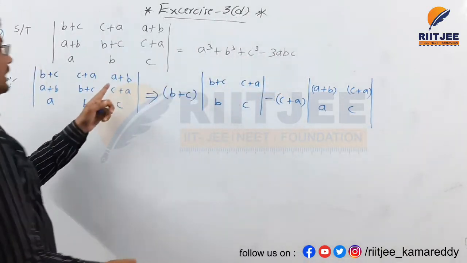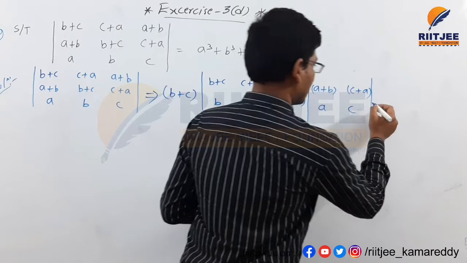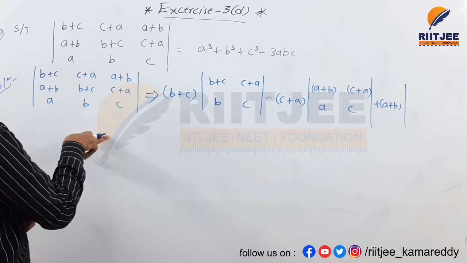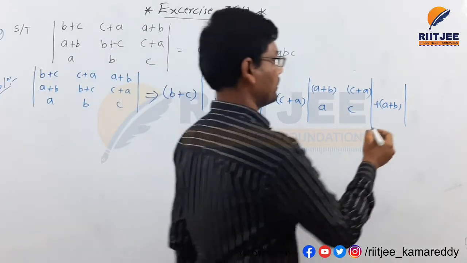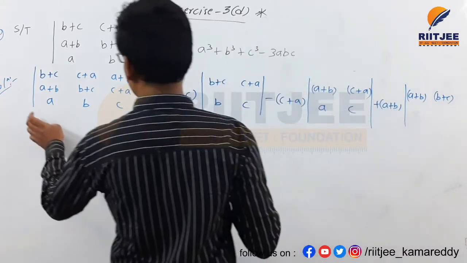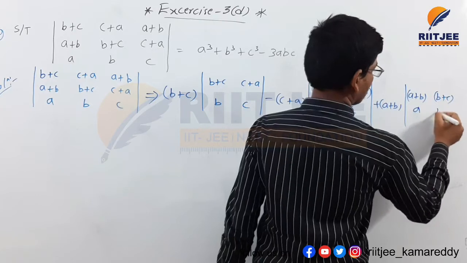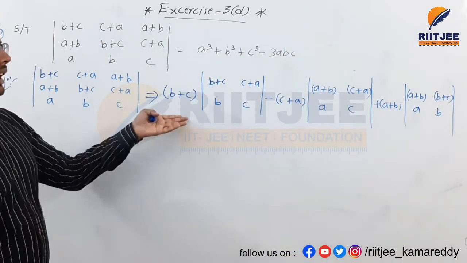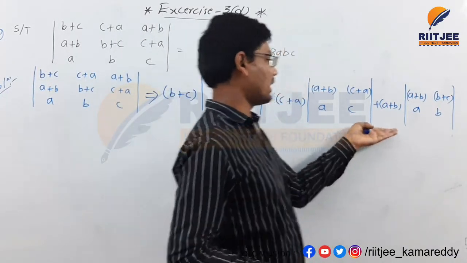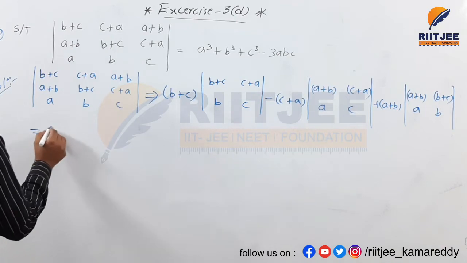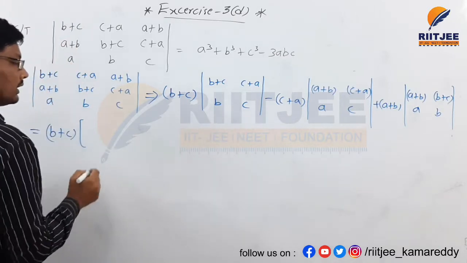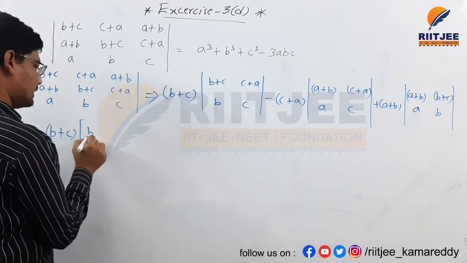And the final term is A plus B. Eliminate the row and column which has A plus B, B plus C, A plus B, B plus C and AB. After finding the determinant, the 2 by 2 determinants appear here, and the solution for this one is B plus C into the determinant, B plus C into B plus C into C, BC plus C square.